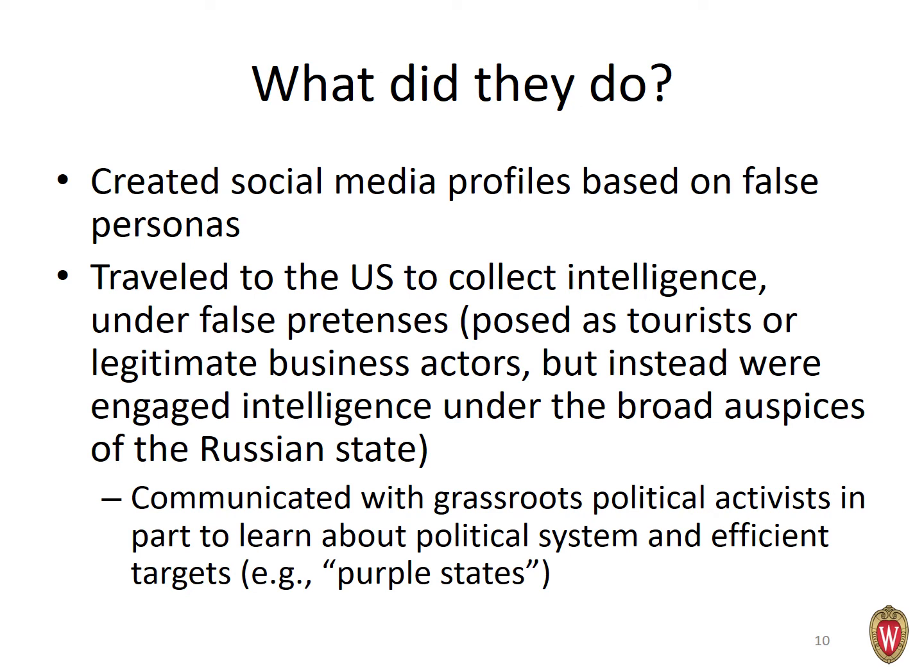What did they do? Well, they did a number of things, among them creating social media profiles based on false personas, right? Misidentifying who they were, creating social media personas. They traveled to the United States. This is an overt act. They agreed they were going to travel to the United States under false pretenses. They were posing as tourists, coming for just personal reasons, or as legitimate business actors, but they lied about their reason for entry into the United States. They're not being charged for that, but they're being charged for misrepresenting themselves and engaging in this further conspiracy. And they were, in fact, engaged in Russian intelligence operations.